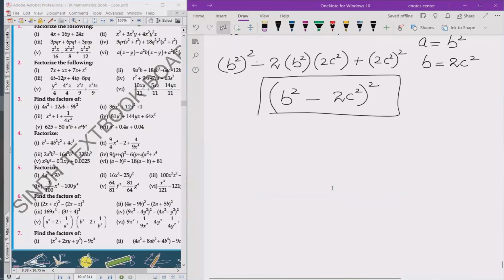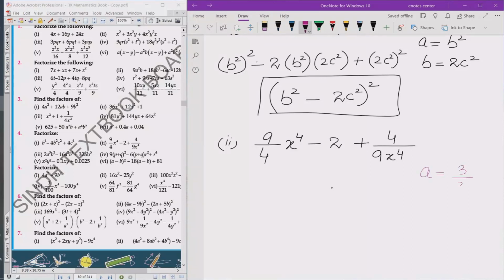So in part 2, we have 9/4 x^4 minus 2 plus 4/9 x^4. So first we will decide what is A and what is B. A here is, 9 has square root 3, and 4 has square root 2, so 3 upon 2, and x^4 has square root x to power 2, and then we will take a square, so we will get the x^4. And B is 2 upon 3 and x square, right?